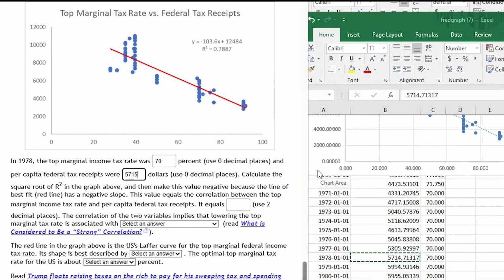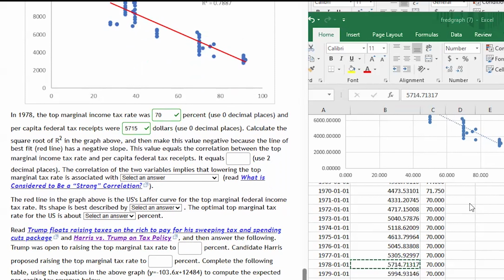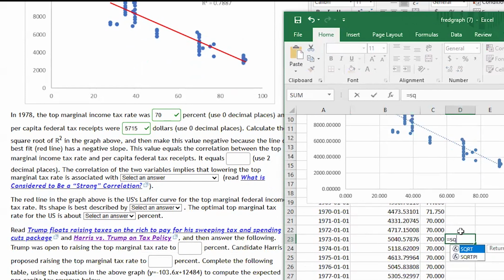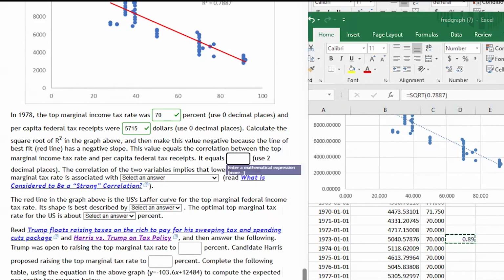We'll press enter. Now we're going to calculate the square root of the R square. I'm just going to copy the R square here and then type equal square root SQRT, parentheses, I'm going to paste in that number, 0.7887. I get 0.8881, but we're going to use 2 decimal places. This is the correlation. We got to make it negative too because it's a downward sloping line.